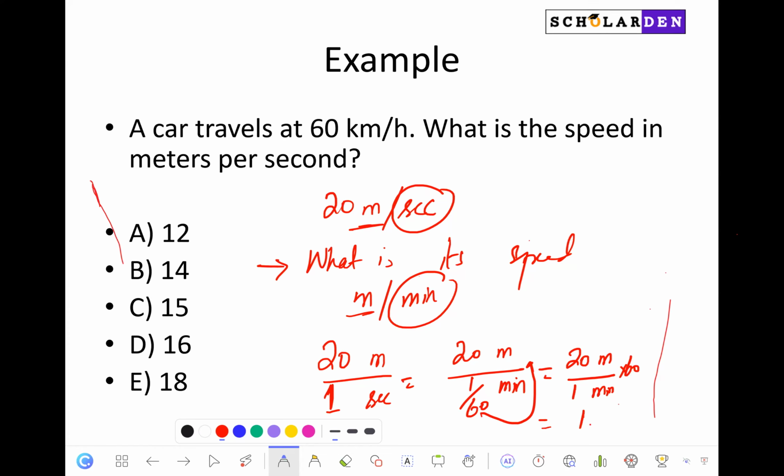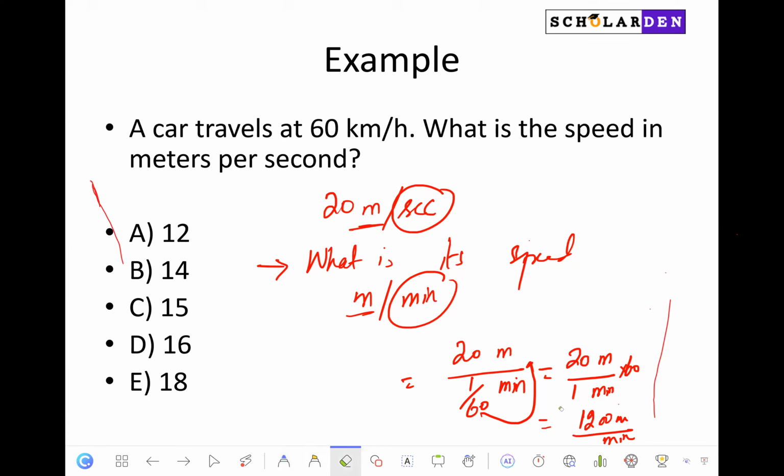So you get 1200 meters per minute. Okay, so you've just gone from one set of units to another. In this particular case, what we were asked to do was specifically focus on one of those quantities, that was the time itself. Okay, now let's do something else.